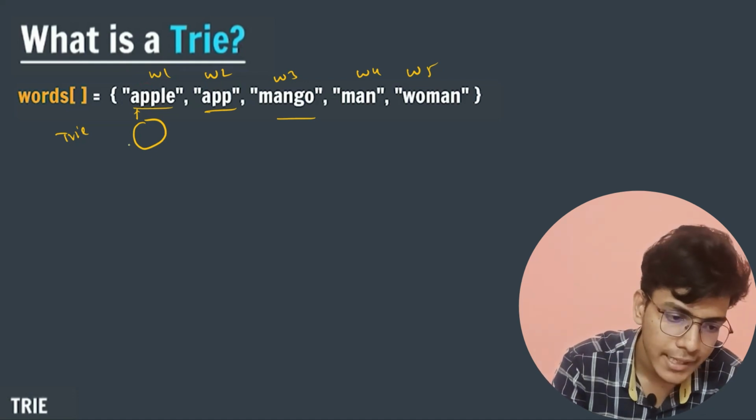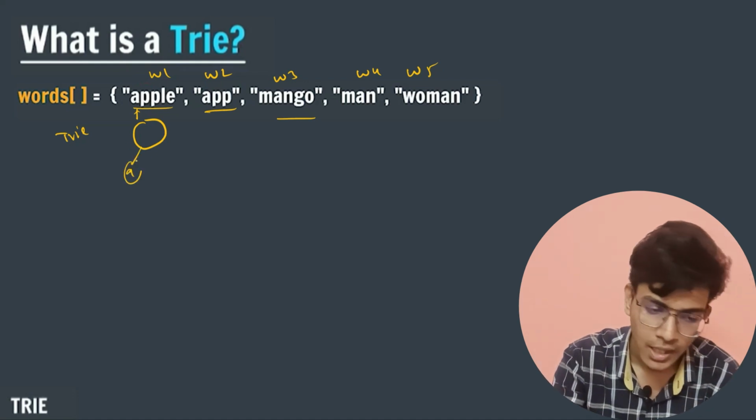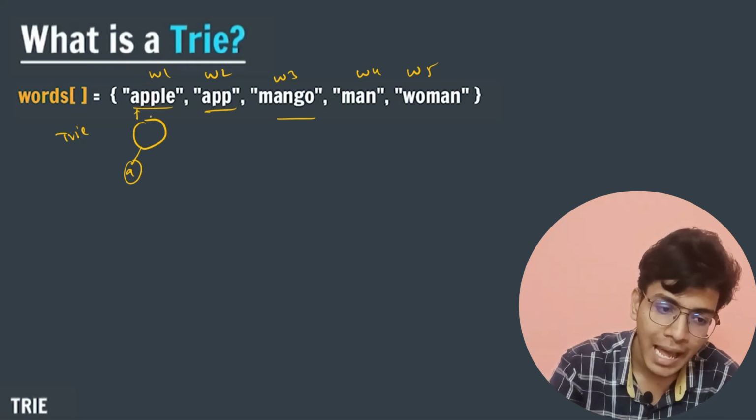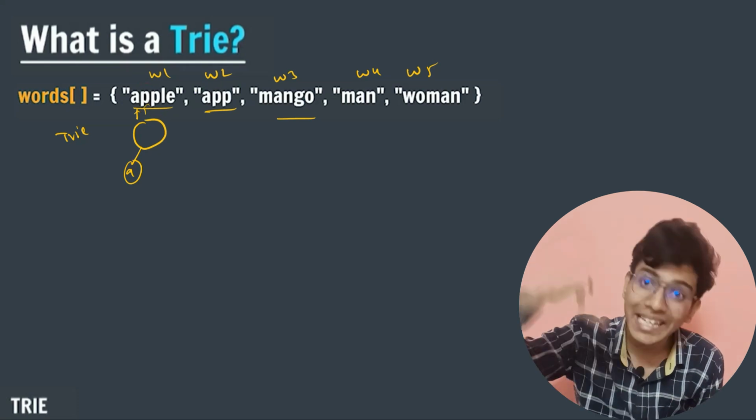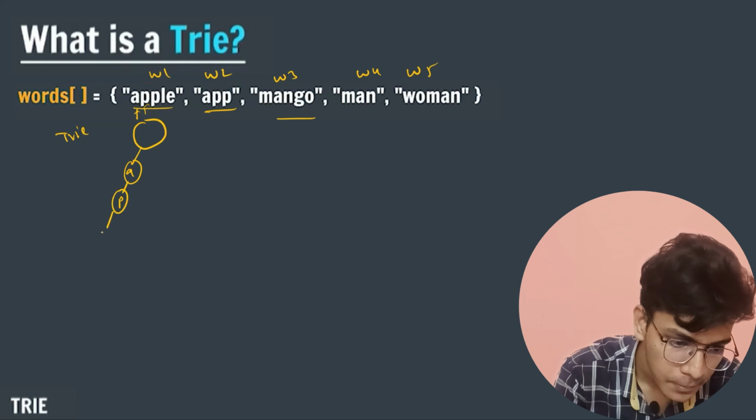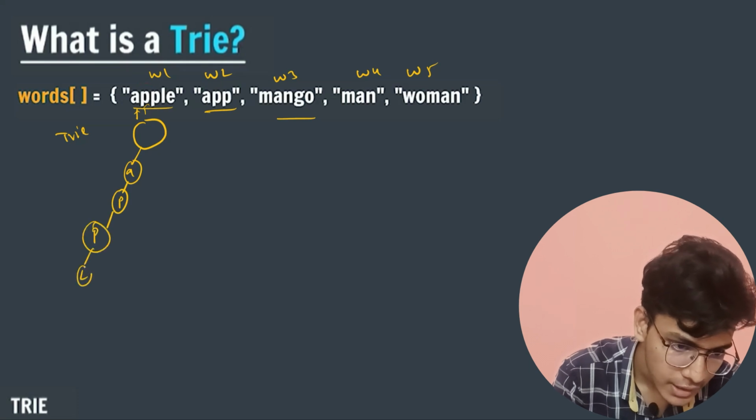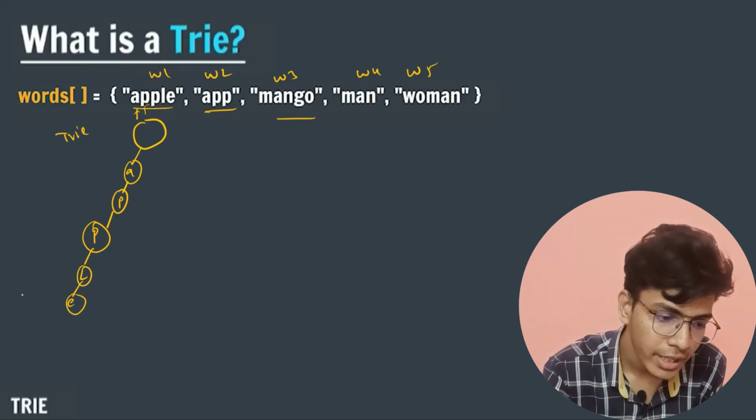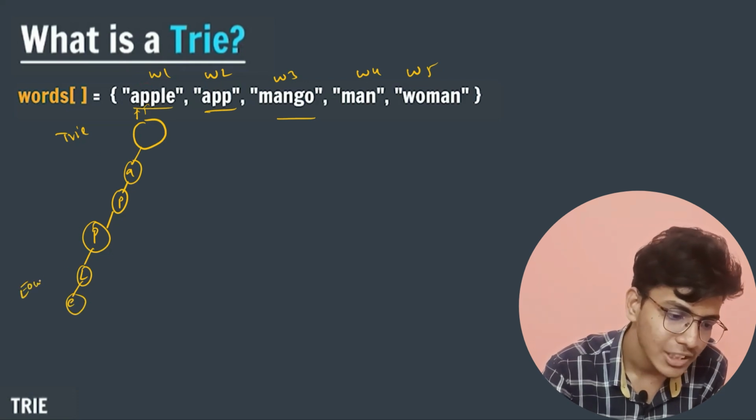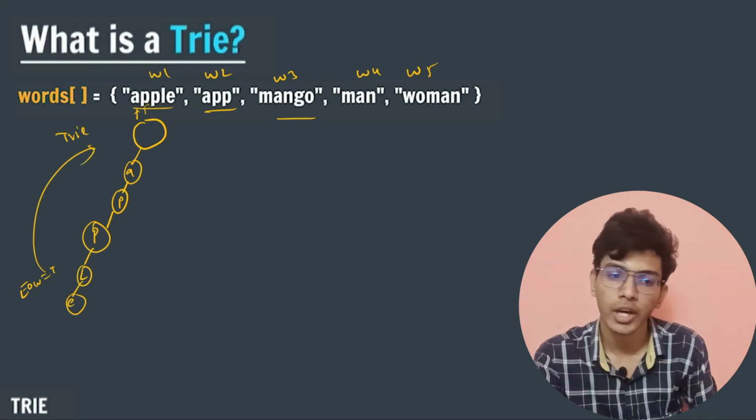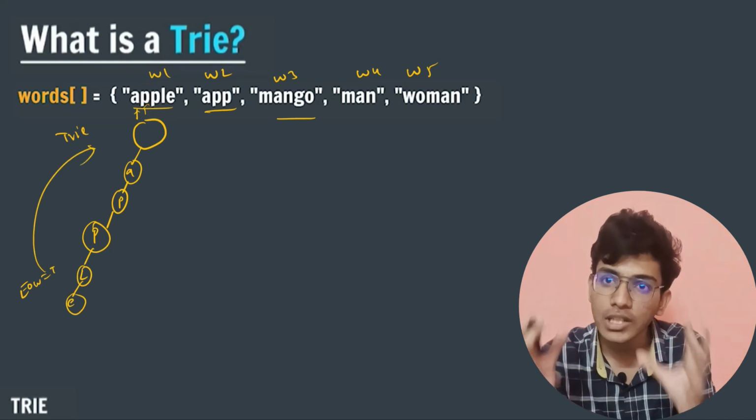First of all, I will iterate through A. After it, I add A on the next level. Then I will go to P, and I will add the P character on A's next level. So I will add P here. After it, similarly I will add P again. After it, L. After it, E. Now word 1 is completed. When the word is completed, when I reach the end of word and it becomes true, I will come back to my root node, and I will start iteration for the second word.